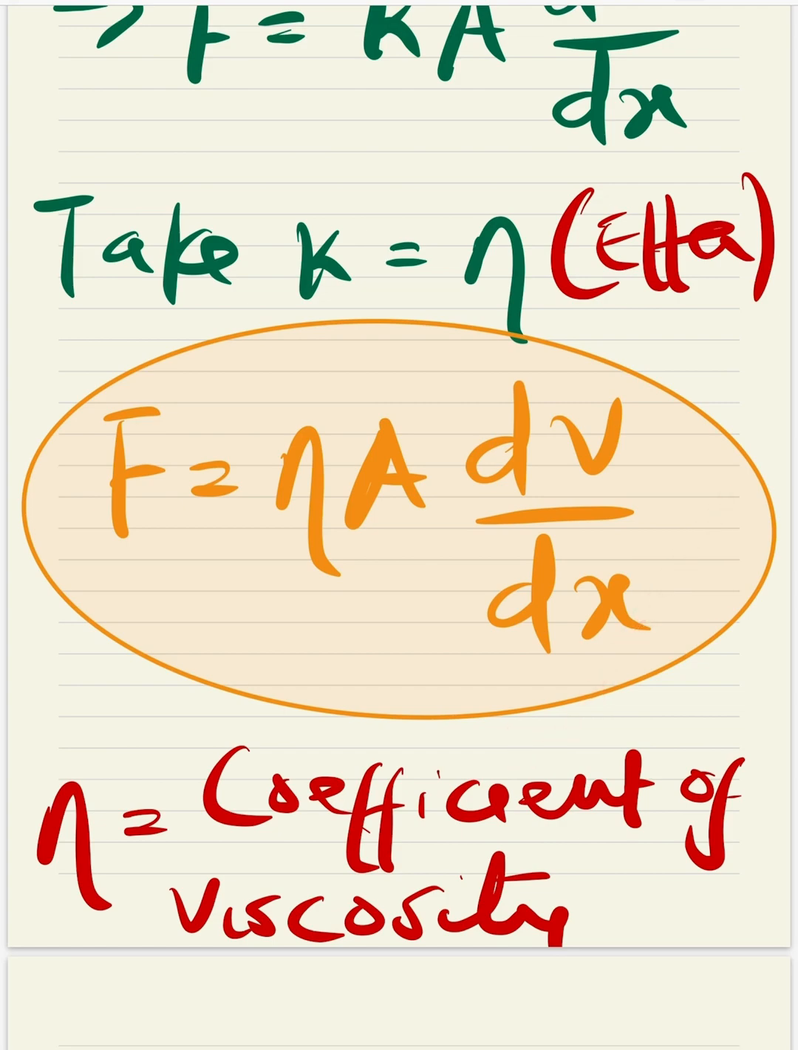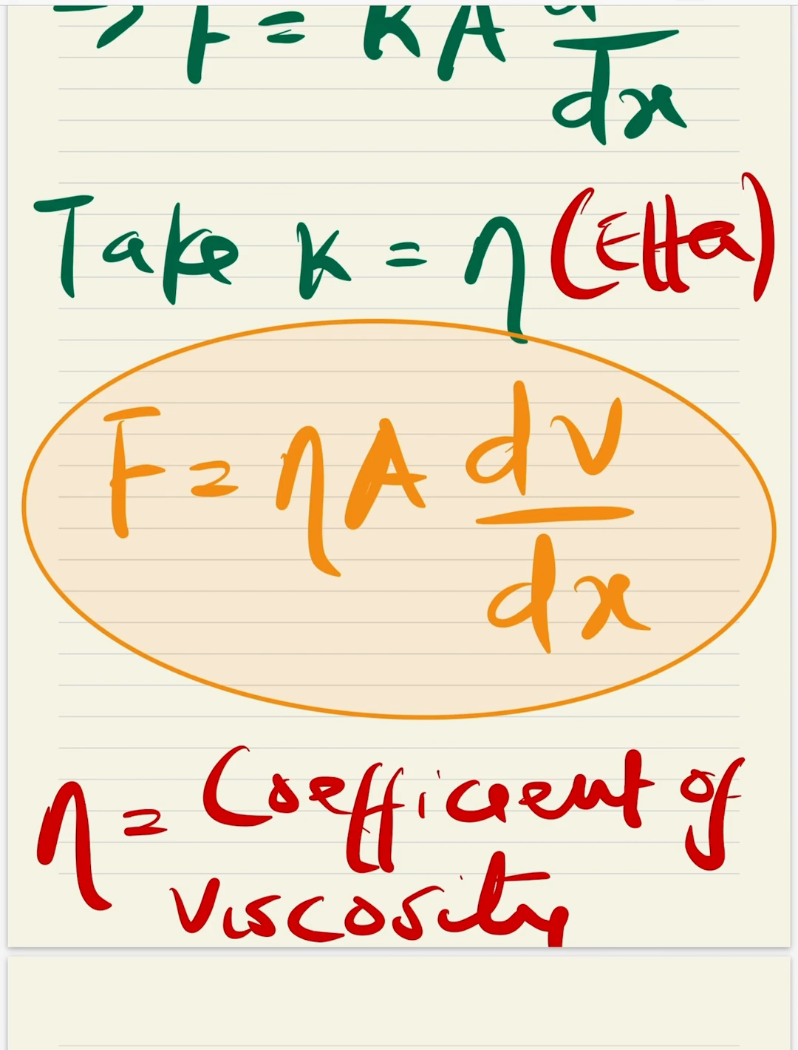You just remember that the viscous force is directly proportional to the area between the two layers, and also directly proportional to the velocity between those two layers, and then inversely proportional to the separation between those two layers. Or sometimes we say the force is directly proportional to the area and directly proportional to the velocity gradient, as short as that. So once you know that, you can proceed and you are good to go, right?